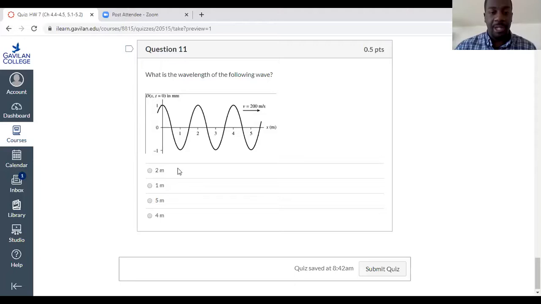Is this going to be a 2 meter wave? Is this a 1 meter? Is this 5 meters? Or are these 4 meter waves? Seeing 2. Yeah, perfect. So these are 2 meter waves. So how do we know these are 2 meter waves?